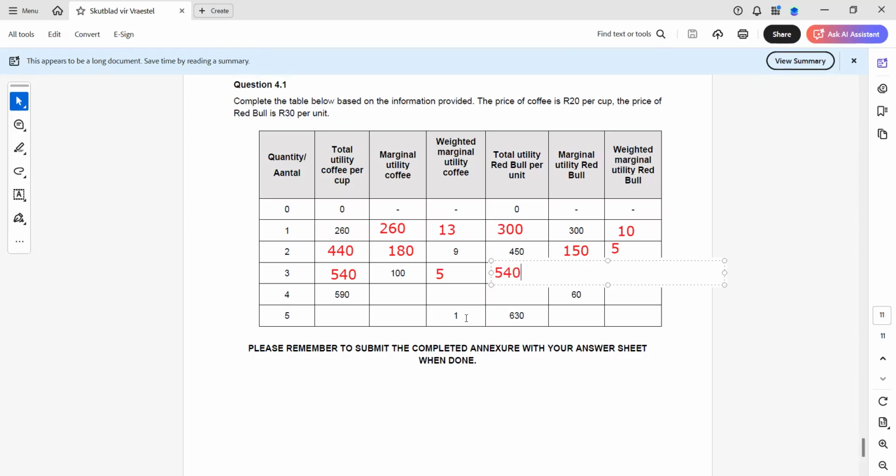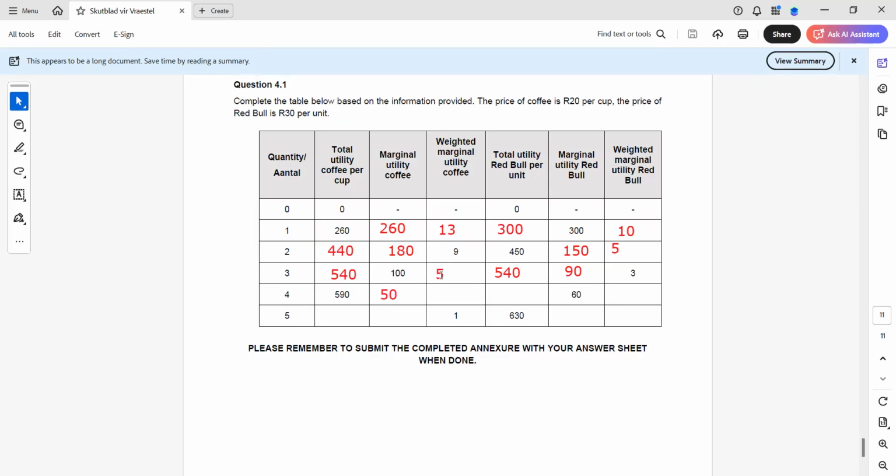540, right? So it's 514. And then on the fourth row, we are given total utility for coffee. This one is easy because to get marginal utility, you just say 590 minus 540, which is missing here. So 590 minus 540, you get 50, right?